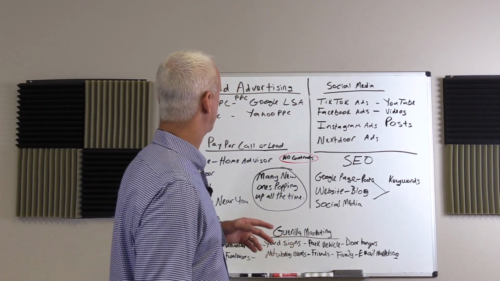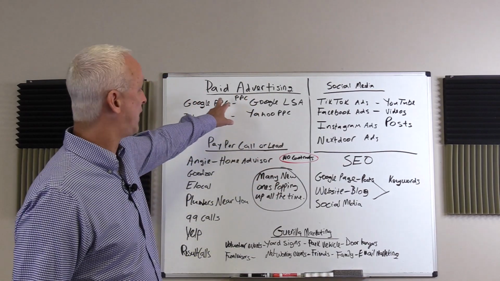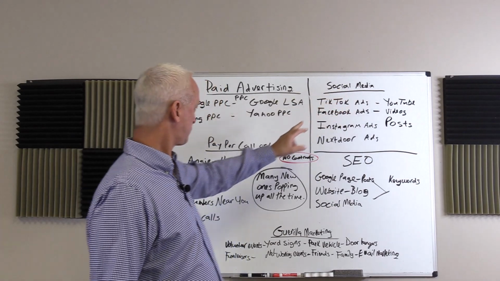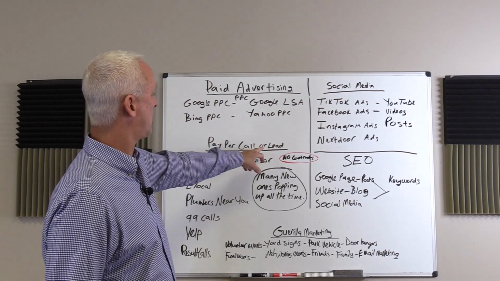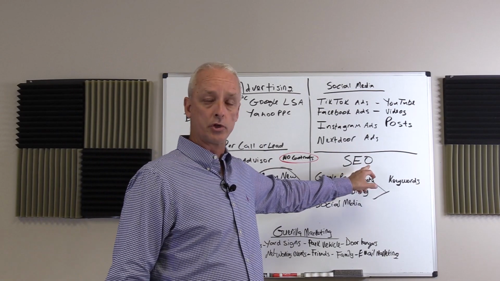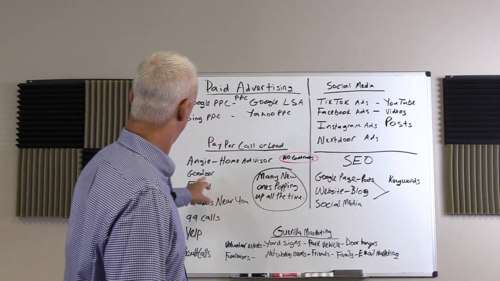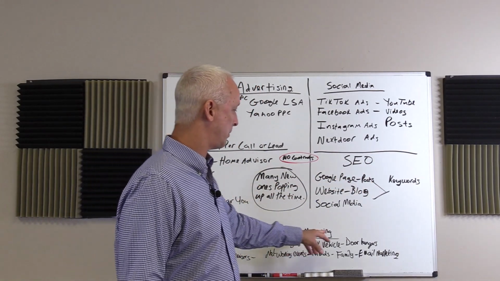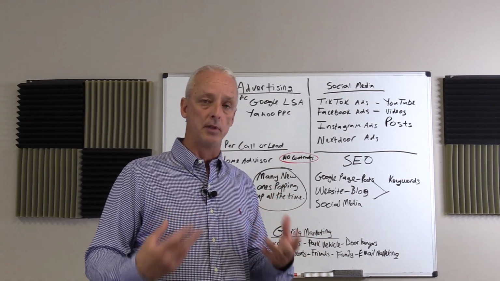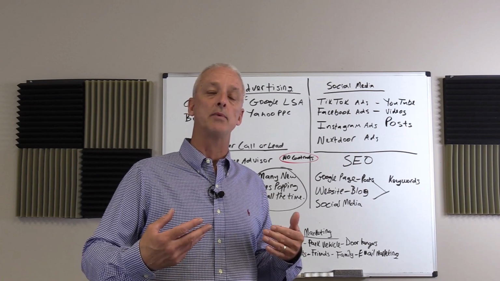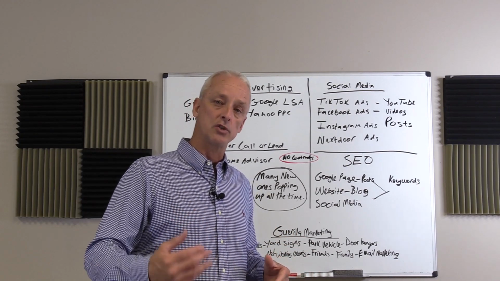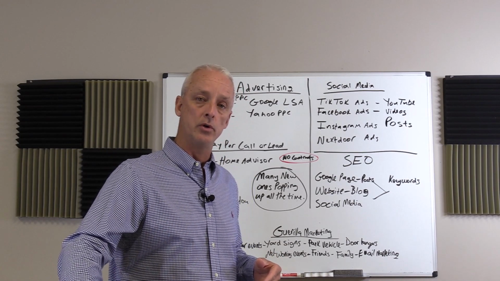All right, so we have 5 things we're going to talk about: paid advertising. We're going to talk about social media. We're going to talk about pay-per-call or pay-per-lead, your SEO, which is your search engine optimization. Then we're going to talk about our guerrilla marketing. So we're going to talk about 5 things in this video. This is going to be a little bit of a longer video, so take the time to watch the video. Don't skimp on this one. This is where you're going to learn how to do these things.